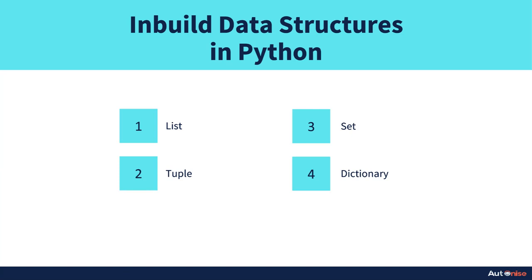There are different types of data structures which have different functionalities, and they are used in different ways because of their unique features. So here we'll study these data structures in Python one by one. Let's start with list.